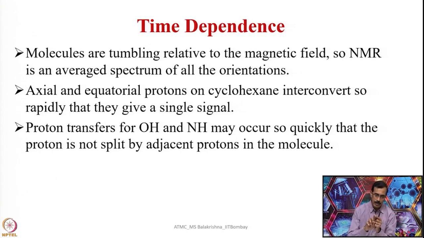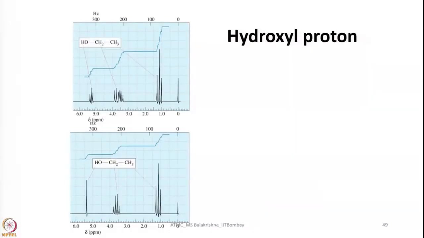Because the flipping is so fast, much faster than the NMR time scale of 10 to the power of minus 8, you cannot see the influence of those protons, unless you make it static or stop the dynamic process.